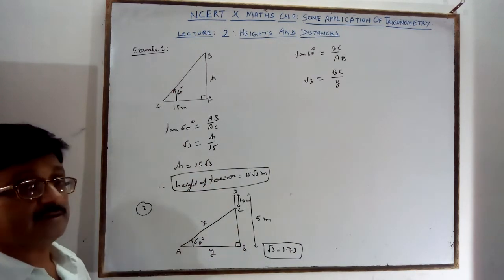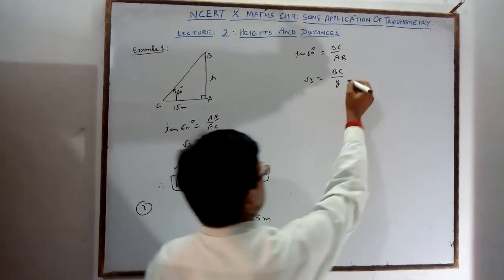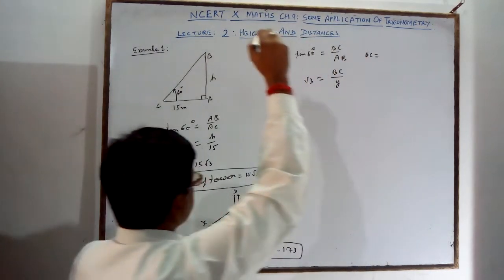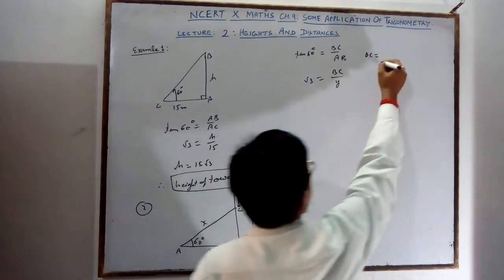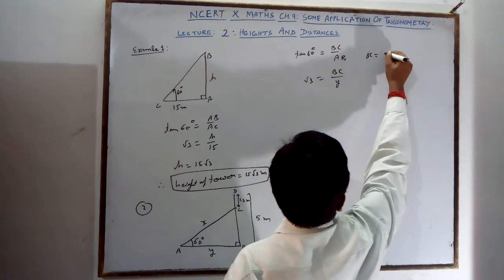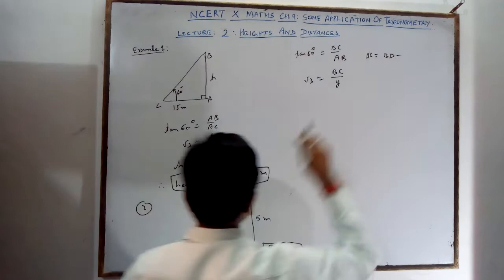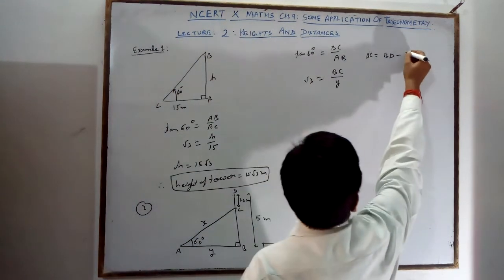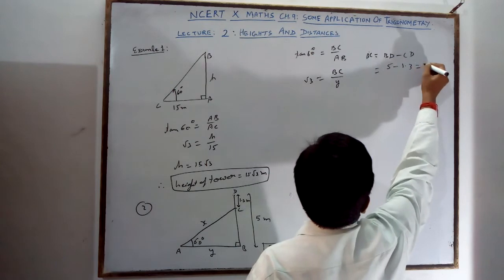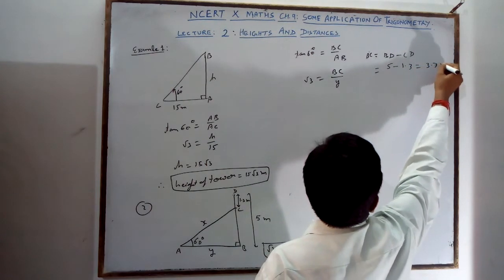You can put sin 60. So what are you getting? BC is equal to BD minus CD. BD minus CD, that is 5 minus 1.3, you will get 3.7 meter.